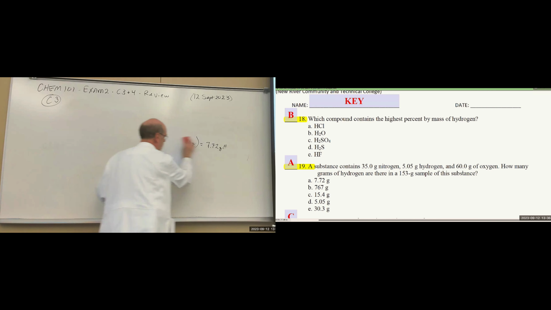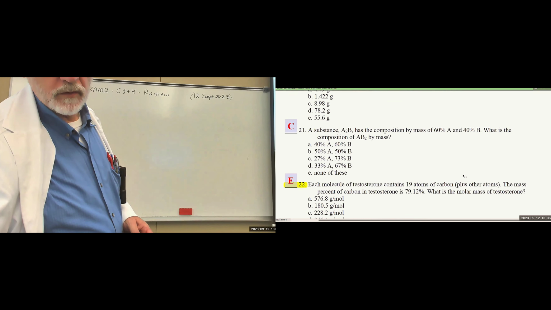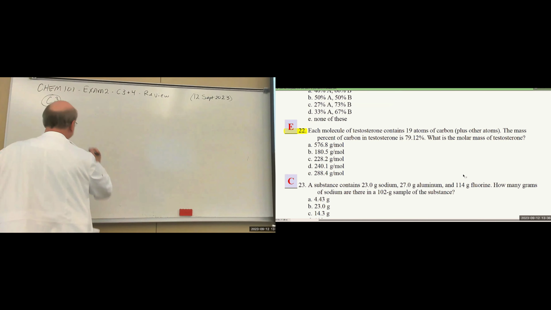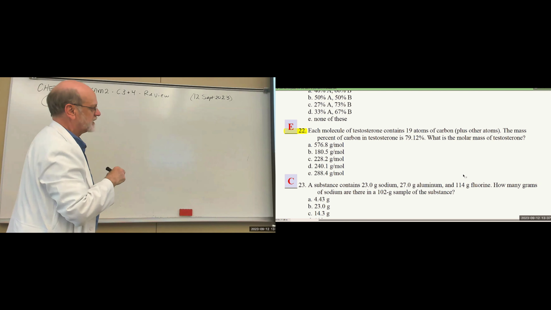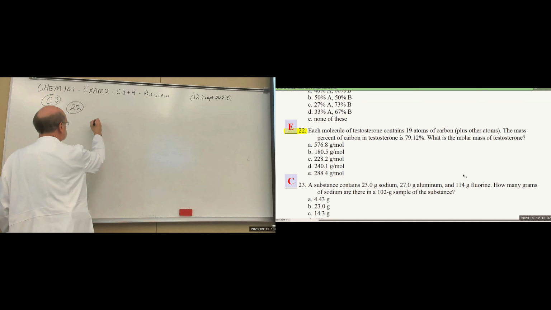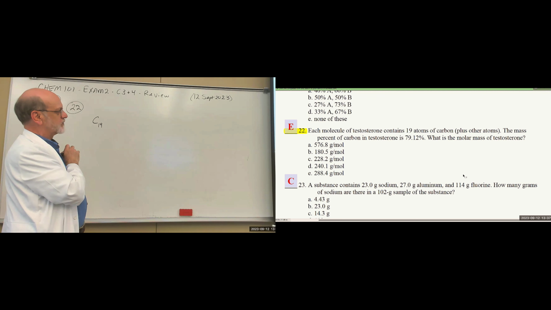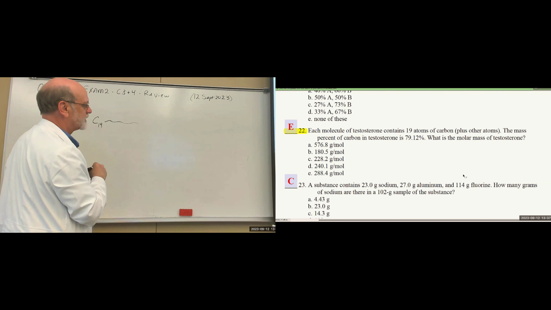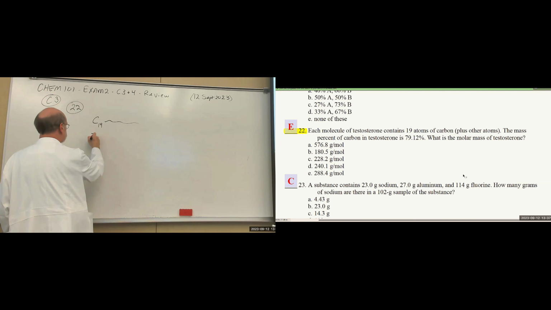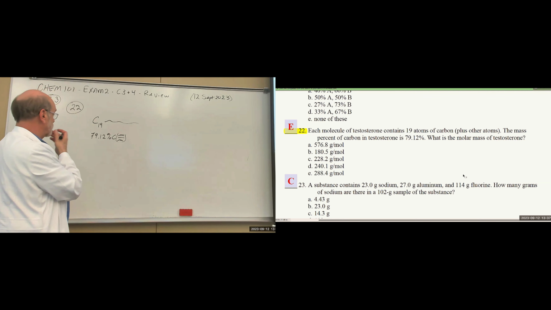Let's go to 22. Each molecule of testosterone contains 19 atoms of carbon, plus other atoms. The mass percent of carbon in testosterone is 79.12%. 79.12% carbon by mass. Okay, what's the molar mass of testosterone?